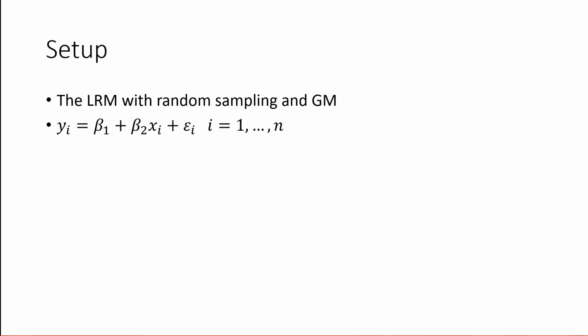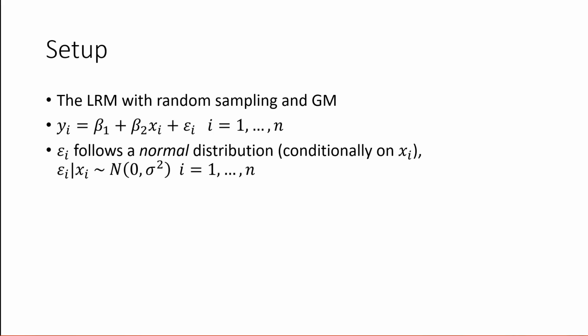So to this, we're actually going to add one more assumption, and that is we will assume that the error terms actually follow a normal distribution. So conditionally on xi, epsilon i will follow a normal distribution. The mean must be 0 due to the exogeneity assumption, and the variance must be constant sigma square due to homoscedasticity.